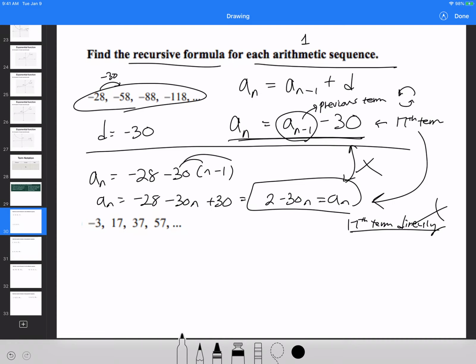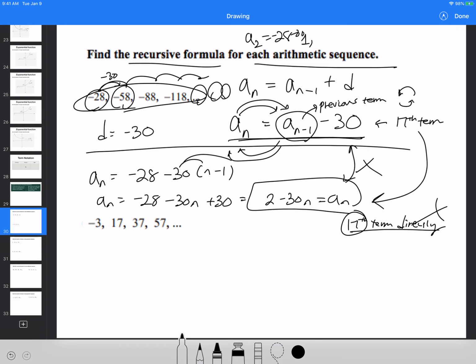need to be given that a sub 1, which would, let's say, was negative 28, and then to find the a sub 2, we need to use the negative 28 and then subtract 30 from it, which gives me negative 58. And then so you're recycling it over and over again. You're plugging it in back and forth to get the next several terms in the sequence, and you can't get to the 17th term directly other than keep on doing it 17 more times.